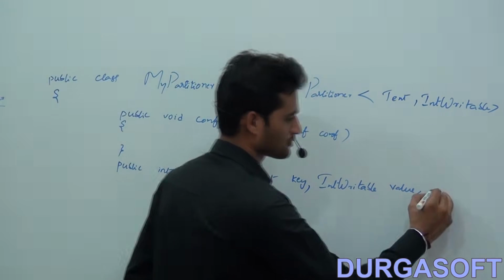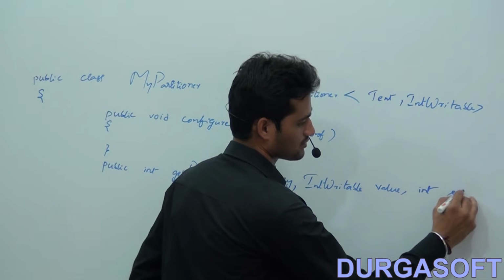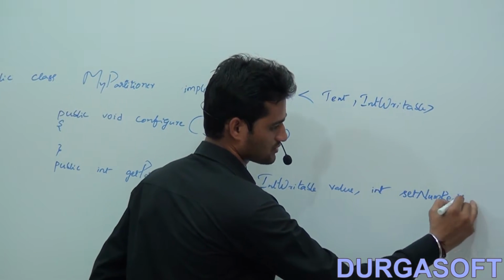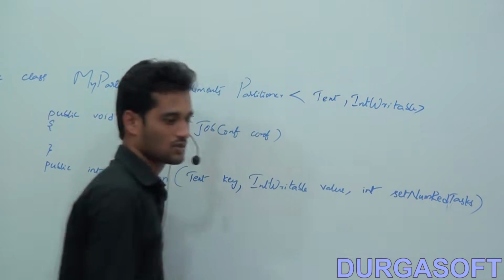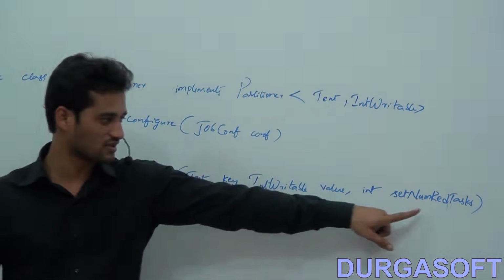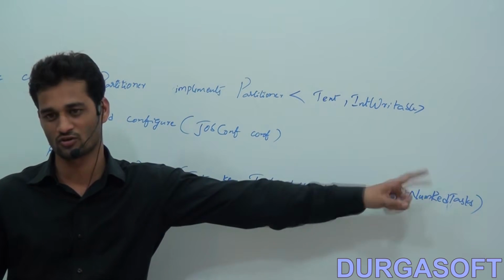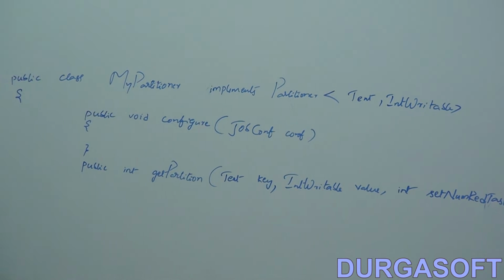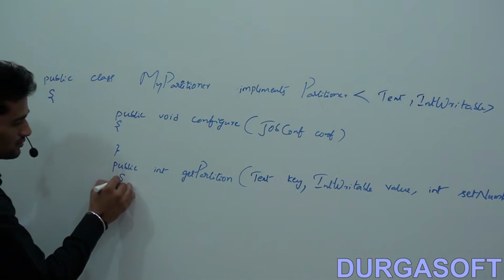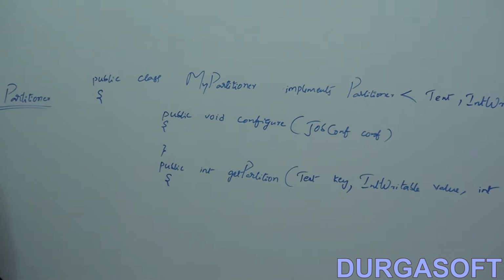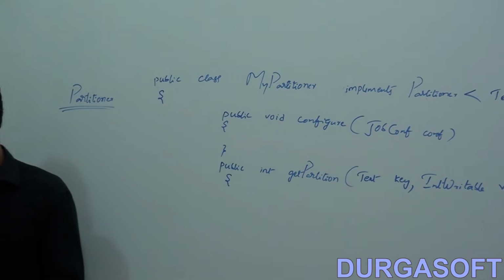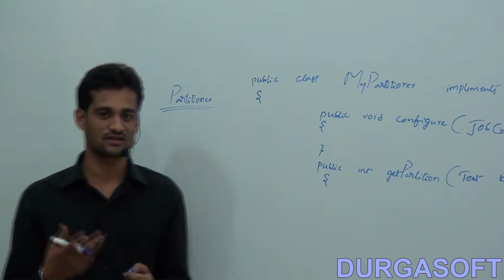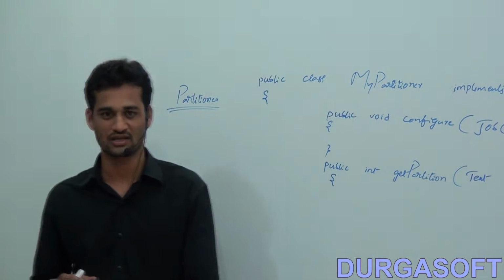So just say I am giving int setNumReduceTasks. You can take anything over there. For your easy understanding, I have taken setNumReduceTasks. If you want, you can take i or a or something else, even your name, there is no problem at all. So what is our requirement now? We have to send a specific key value pair to a specific reducer. If my key's length is 1, then I have to send it to the first reducer. If my key's length is 2, then I have to send it to the second reducer, right?